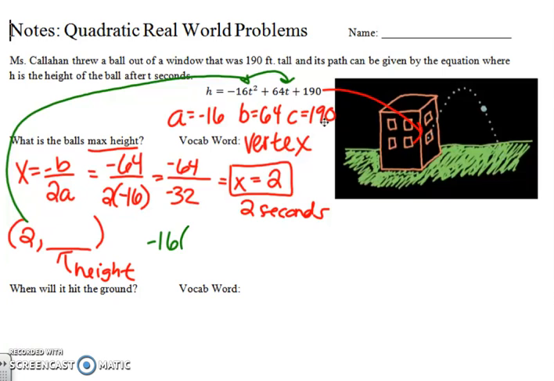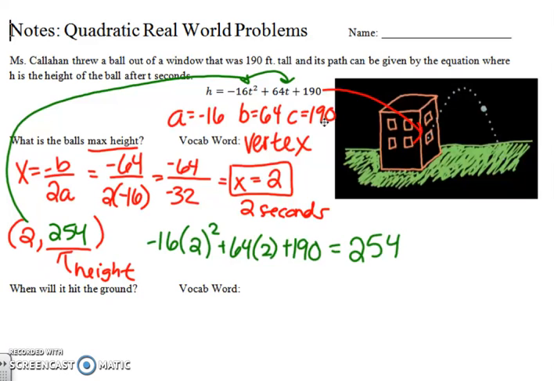I would type negative 16, 2 squared, plus 64, parentheses 2, and then I'm going to add 190. Okay, so once you type that in the calculator, just how it looks, go ahead and do that. You should get 254. So again, if you need some extra help on how to substitute a variable in, let me know. But 254 is going to be the highest point, and let's say our units are feet.